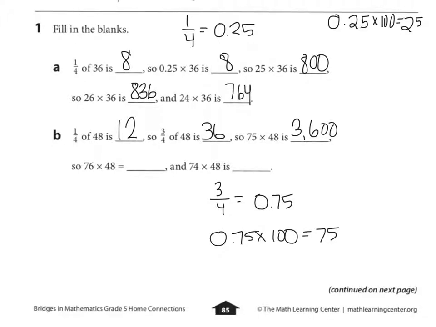So B, 76 times 48 is one more group of 48. So that's going to be 3,648. And next we see 74 times 48, which is one group of 48 less. So we're going to have 3,552 as our answer.